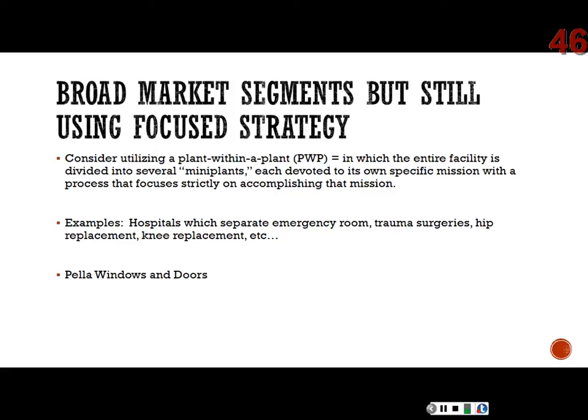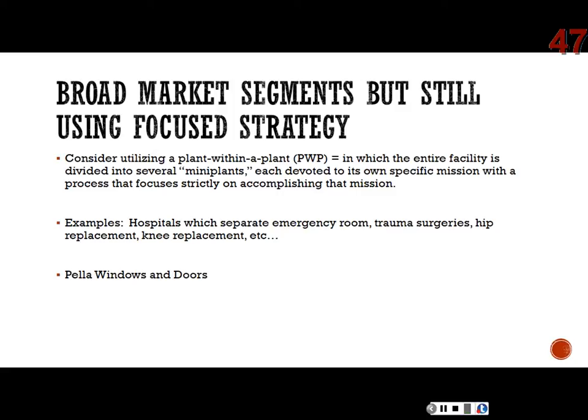Okay, so broad market segments but still using a focused strategy. Consider using a plant within a plant, in which the entire facility is divided into several mini plants. So if you have to compete in multiple product spaces, but we've got the custom plant and we've got the vinyl plant, we don't want them right in the same space, but we can maybe have them in the same building but separated with some physical space. Think about examples of where the hospital separates the emergency room and trauma surgeries, hip replacement, knee replacement. Those are all set up differently.